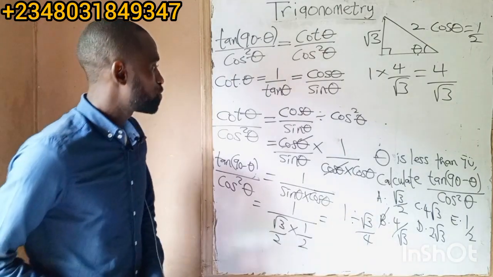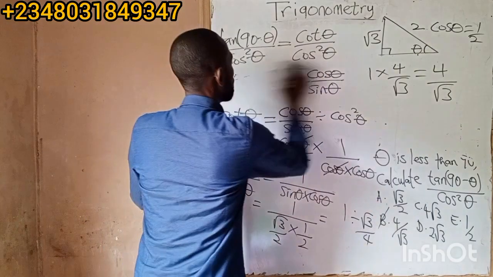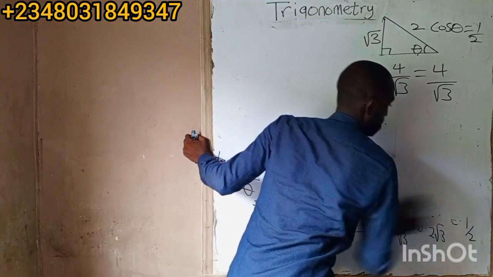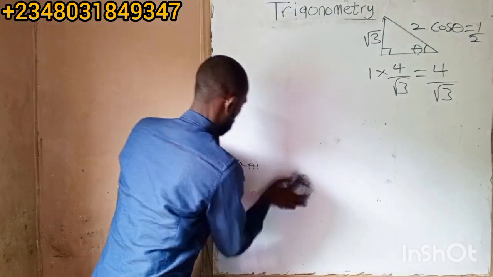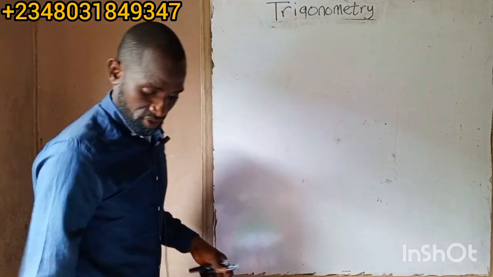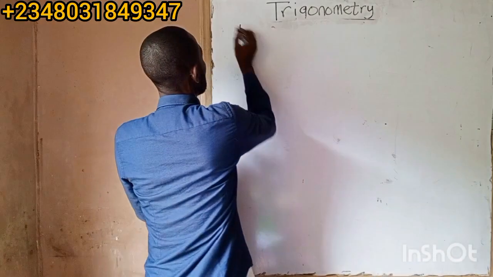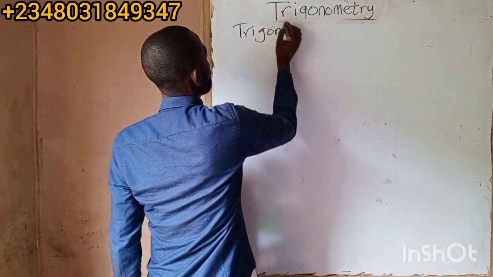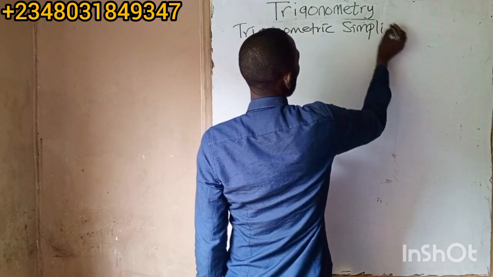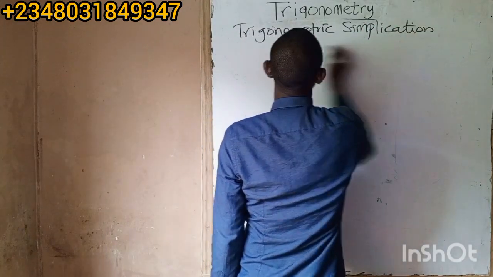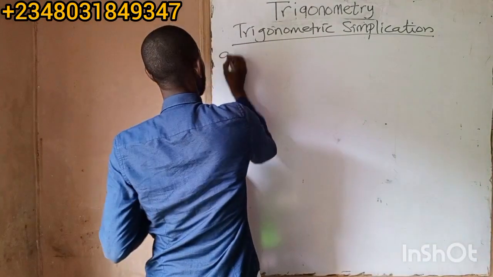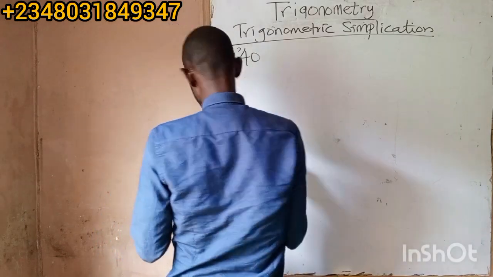Simplification of what now? Trigonometry function. Let's take the next one. Let's take trigonometric equation. Trigonometric simplification rather. Simplification. That's what two questions. So look at this.